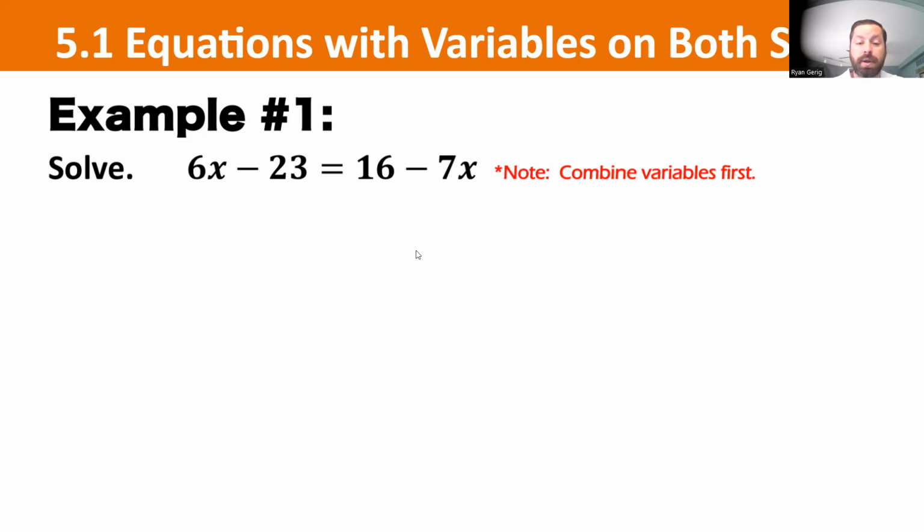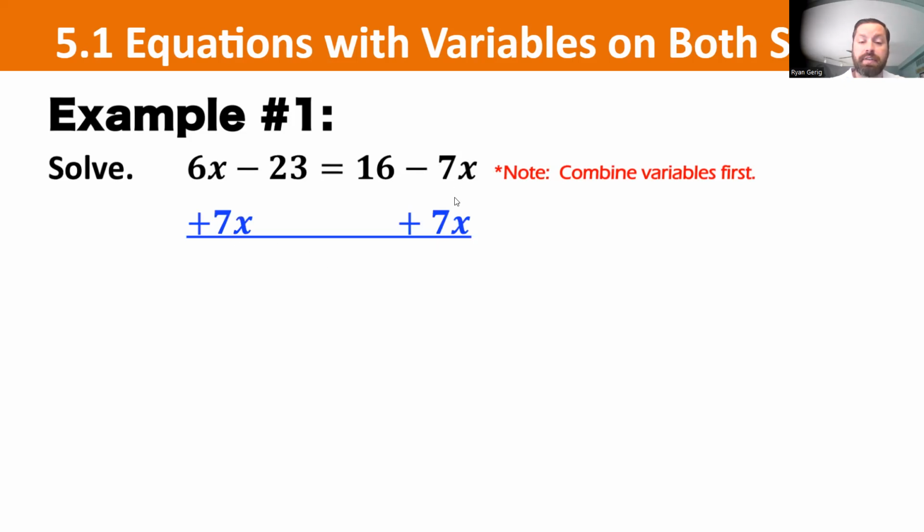Now, here's a little hint for you. I like to move the smaller of the two. It will help keep things positive. So let me show you what I mean by that. So I've got positive 6x and I've got negative 7x. Negative 7 is the smaller number. So I'm going to move that to the other side. I want to move that whole thing over. So I'm going to add it to both sides. So I'm adding 7x to both sides.